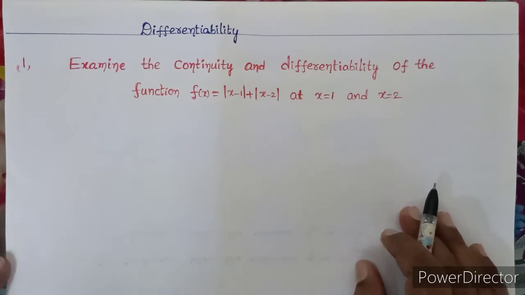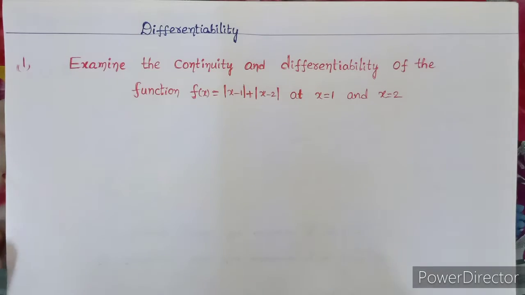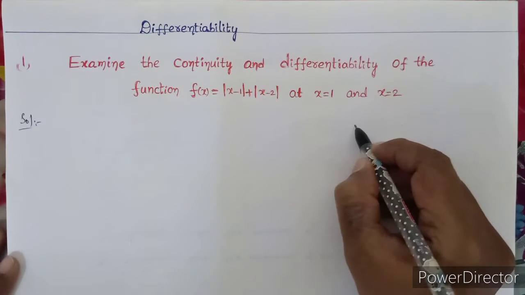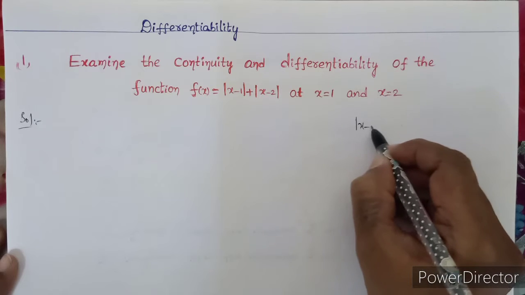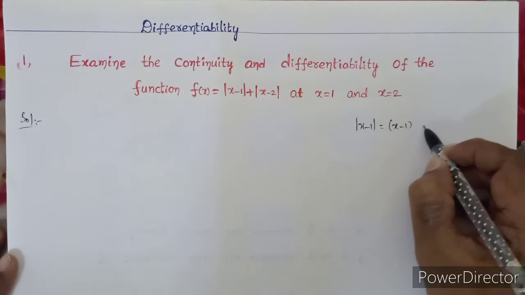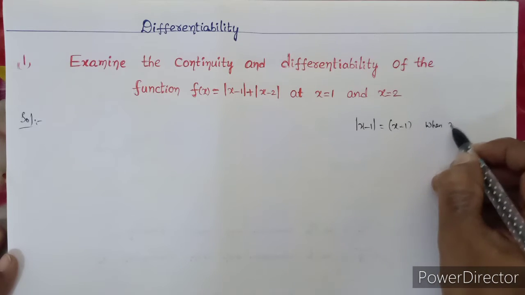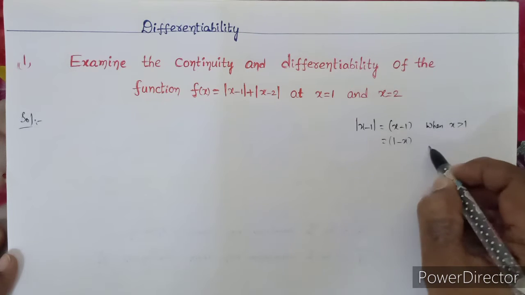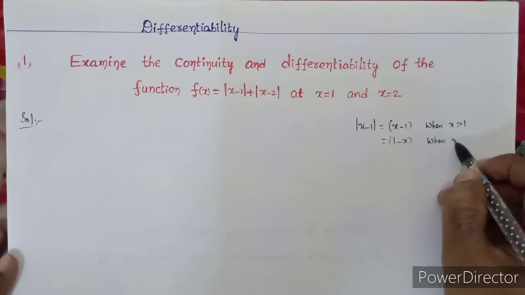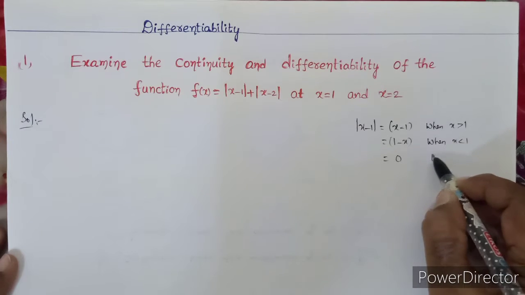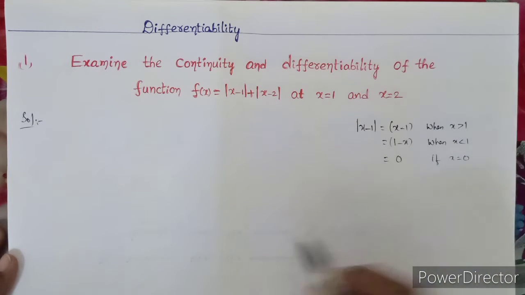First we prepare this function. We use the definitions of modulus. Modulus of x minus 1 is equal to x minus 1 when x is greater than 1, and this is equal to 1 minus x when x is less than 1, and it is equal to 0 if x is equal to 1.